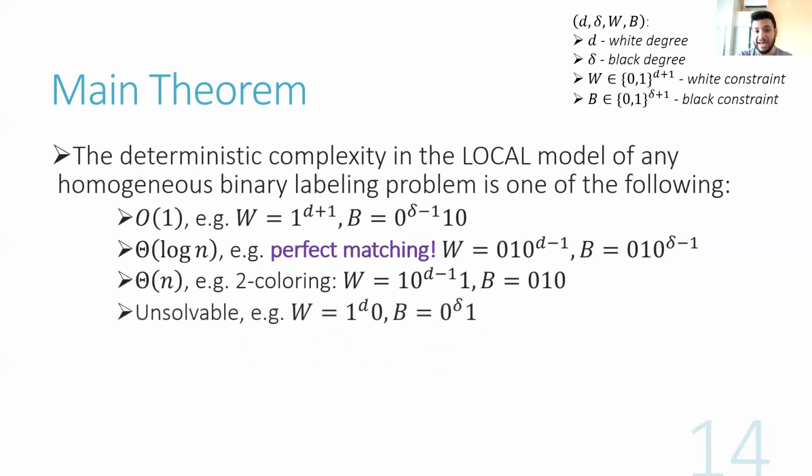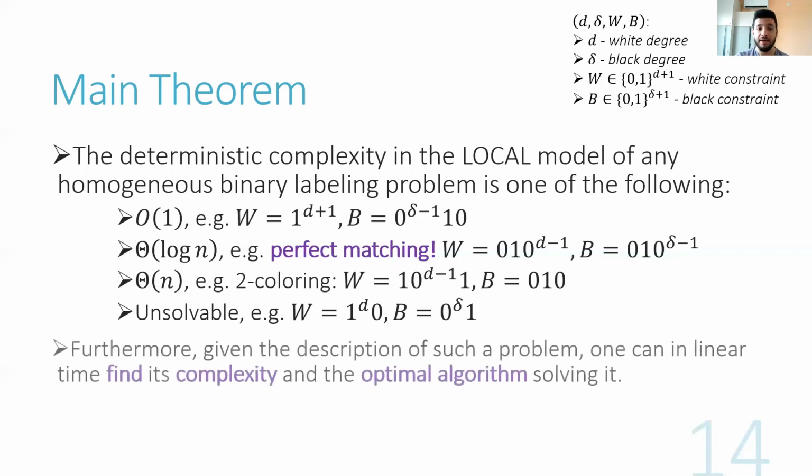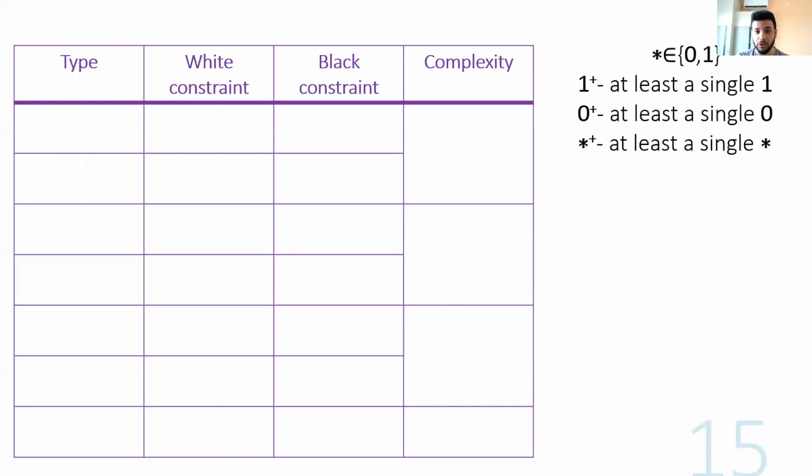And lastly, we have the unsolvable problems, which are basically problems which are wrong in their definition. There is a contradiction, and it's clear that the problem cannot be solved. That is, there is no feasible solution to the problem. Furthermore, given the description of a binary labeling problem, one can very quickly find its complexity and the optimal algorithm solving it. This is depicted in the following table.